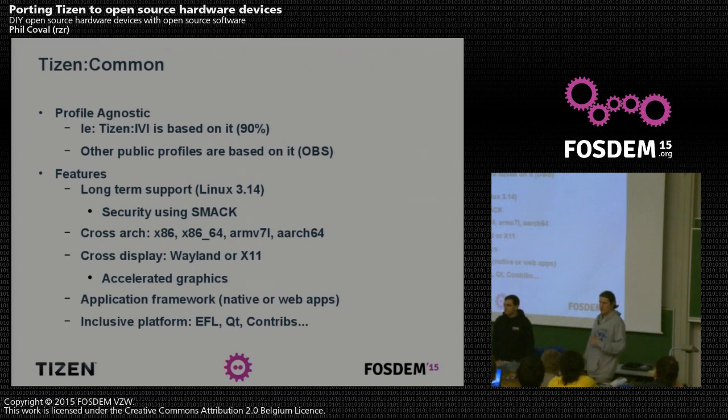So we want to provide accelerated graphics also on both systems, and provide architecture for running applications. That's what Kevin just explained before. And it's an inclusive platform. This means you can add any kind of libraries or toolkit you want to add, it will support it. But it's not provided by the platform.